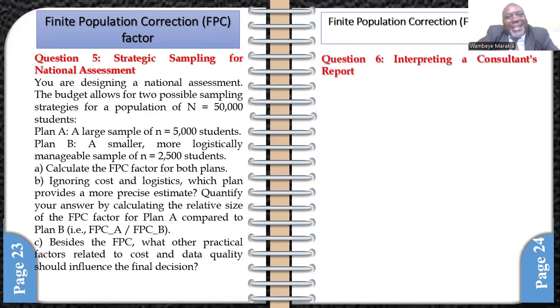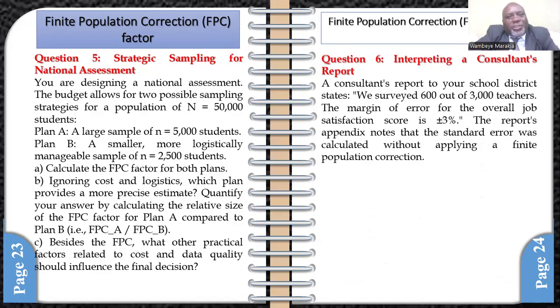Question 6, and I think this is my last one. Interpreting a consultant report. A consultant report to your school district states, we surveyed 600 out of 3,000 teachers. The margin of error for the overall job satisfaction score is plus or minus 3%. The report appendix notes that the standard error was calculated without applying a finite population correction, FPC.